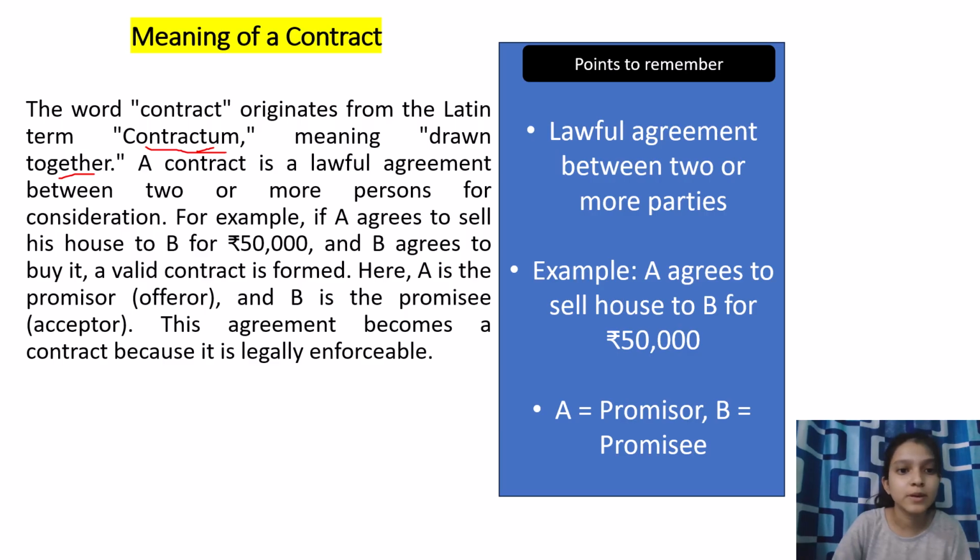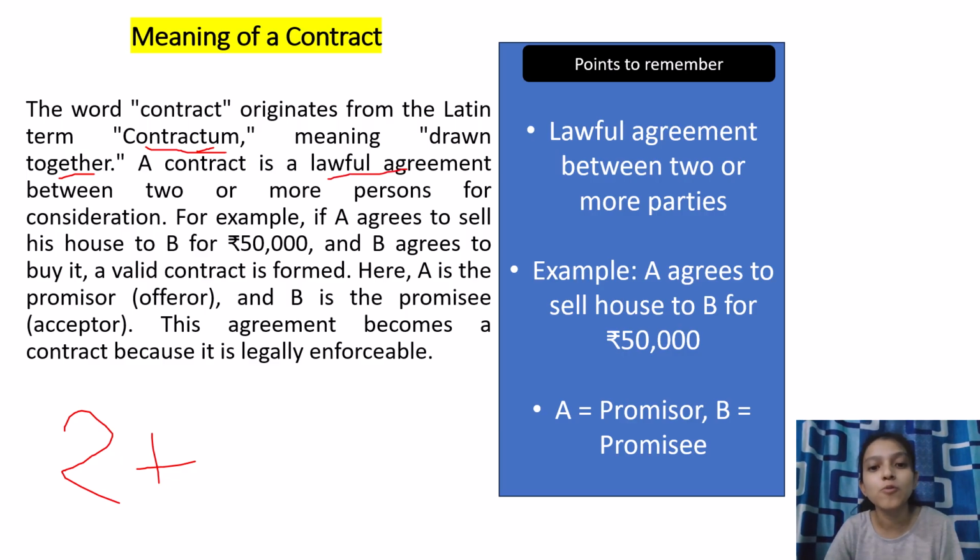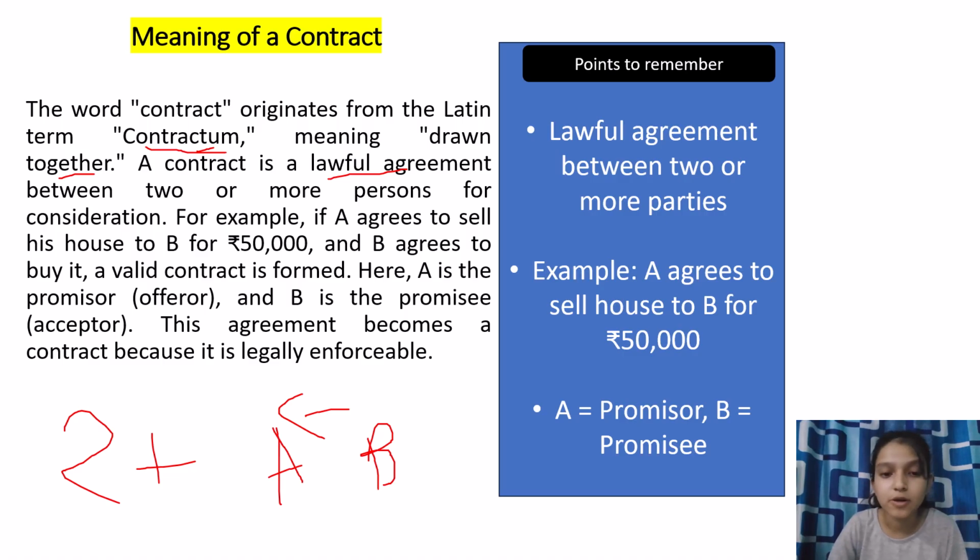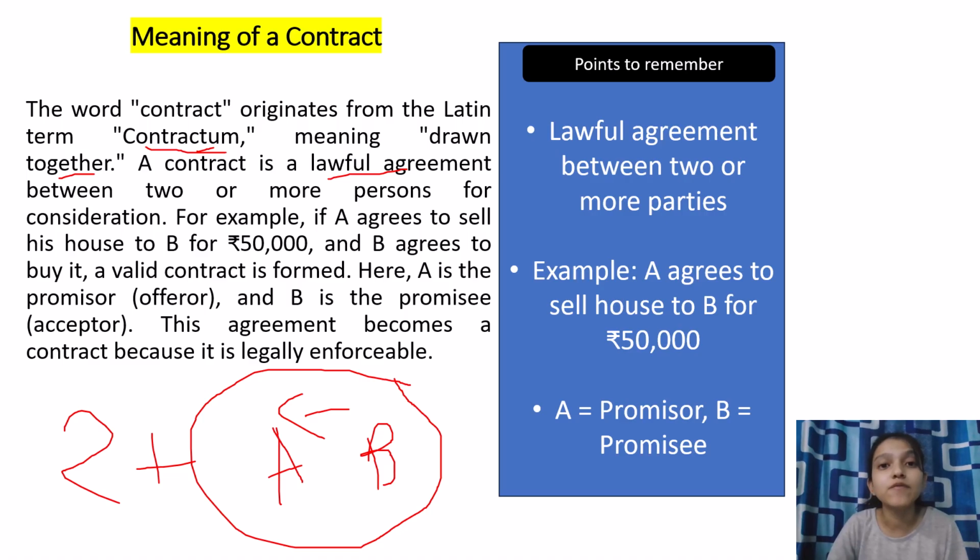A contract is a lawful agreement between two or more persons for consideration. In order to make a contract, there have to be at least two parties or more, and only then will it make a valid contract. For example, if A agrees to sell his house to B for 50,000 and B agrees to buy it, a valid contract is formed. A sells his house to B for 50,000, and B agrees, okay, I'll take your house and pay you 50,000. This is a contract because they have a written document and it is enforceable by law.